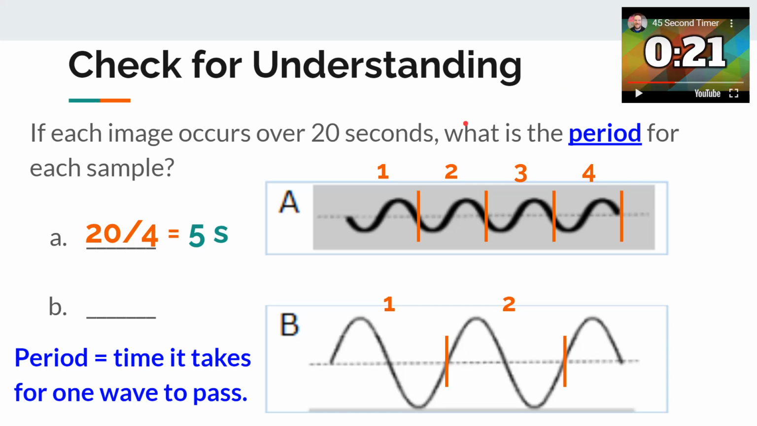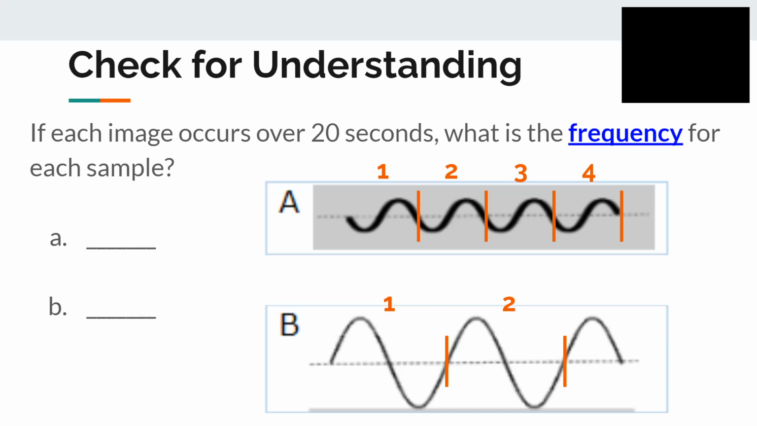Axel, what did you guys say? We got 8. You got the right answer. Total time divided by the total number of waves. So 8 seconds because it's 20 divided by 2.5. Perfect. All right, the next one's frequency.